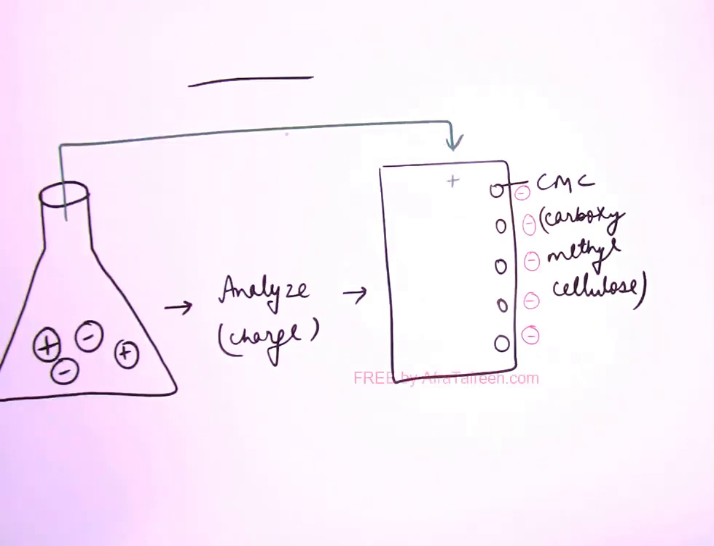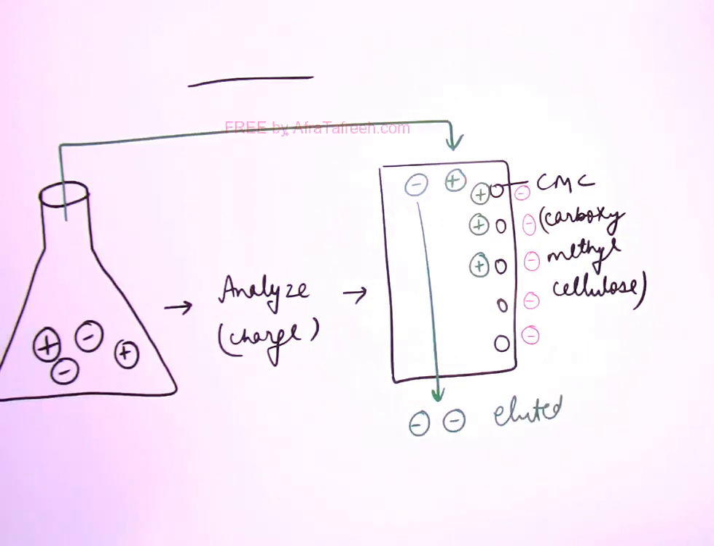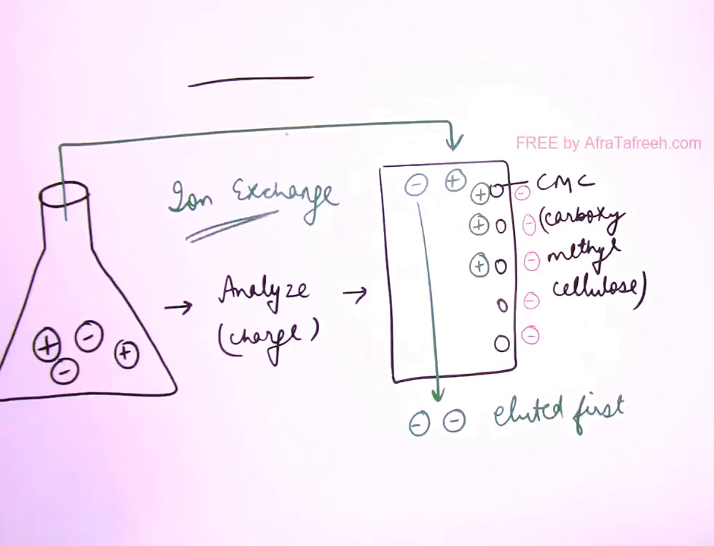So we have both positive charge and negative charge proteins here. Now the column is having negative charge, so the positively charged proteins will be attracted towards CMC and they will stay in the column. The positive charge will stay in the column, but negative charge will be repelled out. So negatively charged protein is eluted first. This way we have separated this mixture of proteins, and this chromatography is known as ion exchange chromatography.